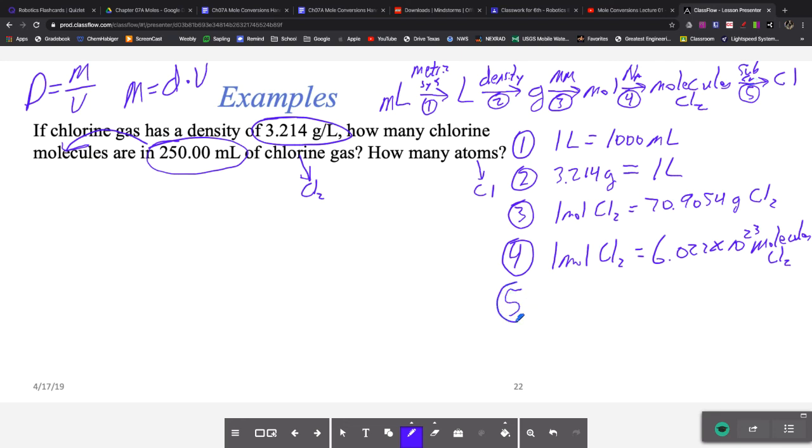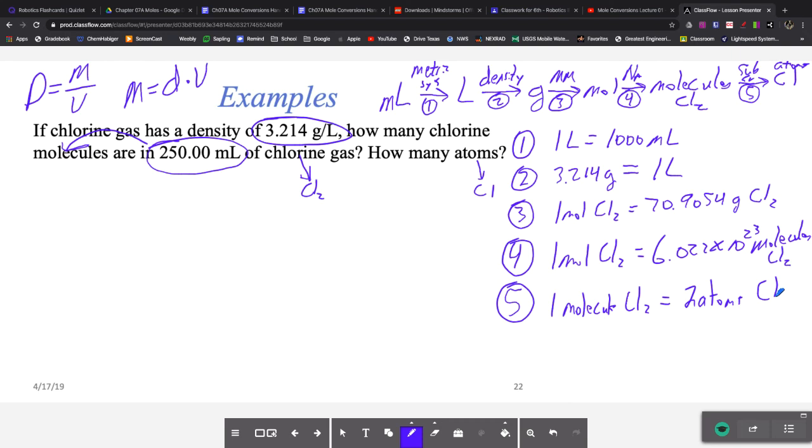So the 5th step, how do we change molecules of Cl2 to atoms of just Cl? We're going to use the subscripts. So I know that for every 1 molecule of Cl2, because there's a subscript 2 there are 2 atoms of Cl. And so I can throw that on the end of my calculation, basically multiply it by 2, and then you get your answer to the second question.